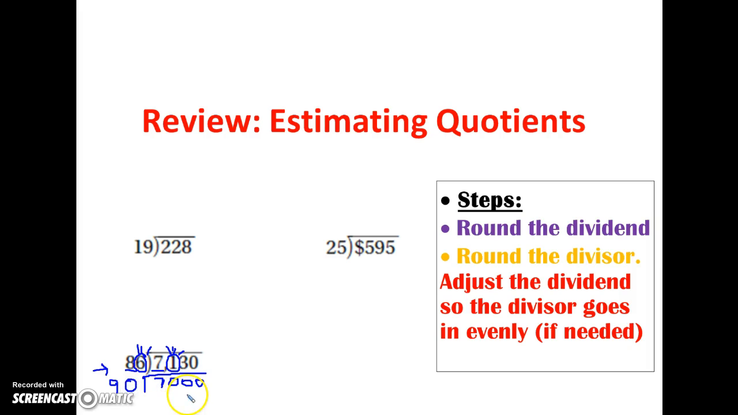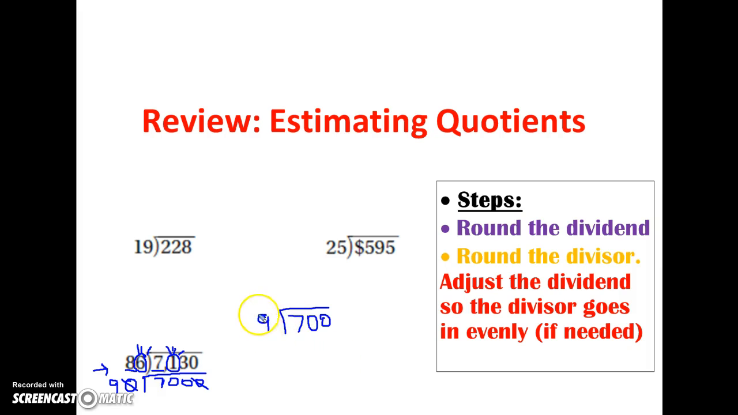Now, here's what I do next. If I have a 0 at the end of my dividend, and I have a 0 at the end of my divisor, they cancel out. I can cross them both out, and I'll get the same answer. So now I have 700 divided by 9 instead of 7,000 divided by 90. I'll get the same answer, but I do slightly less work.